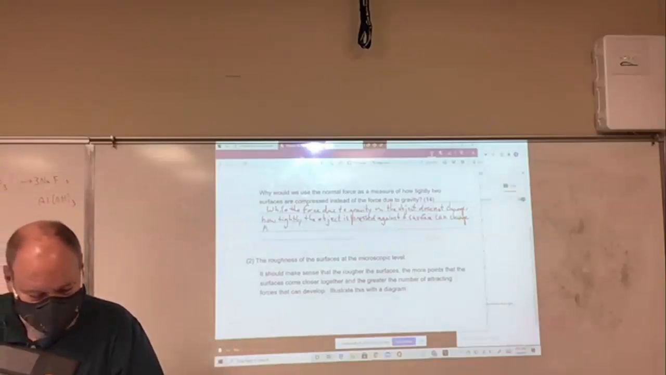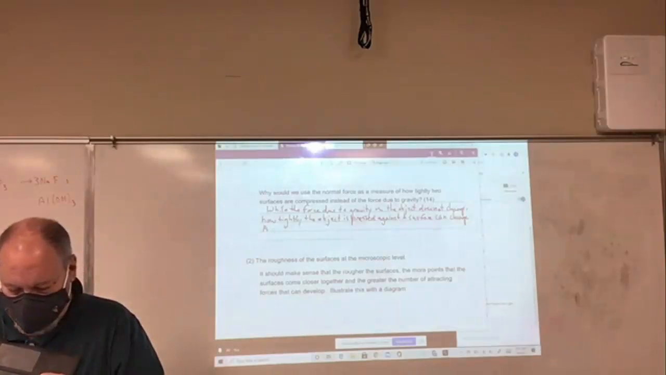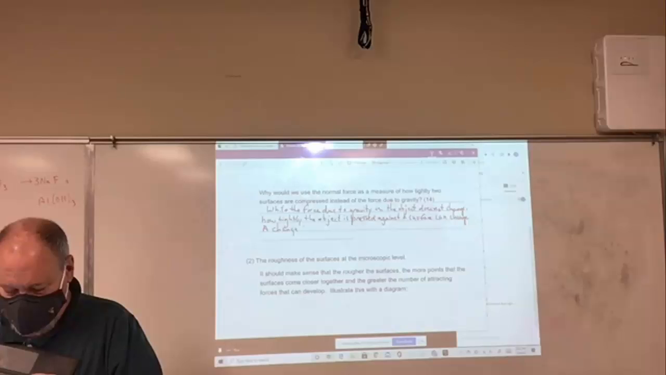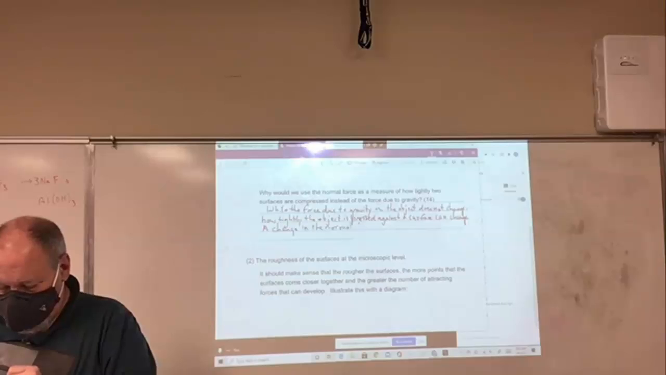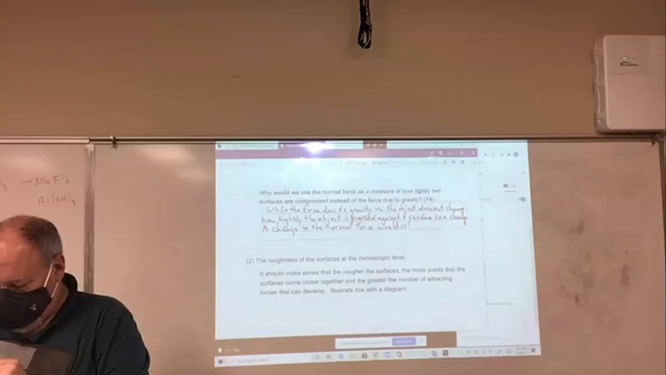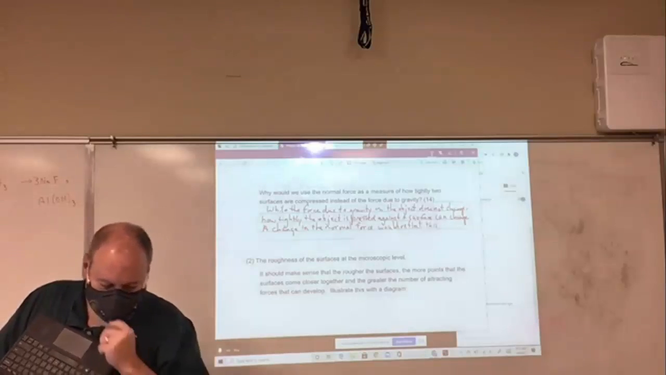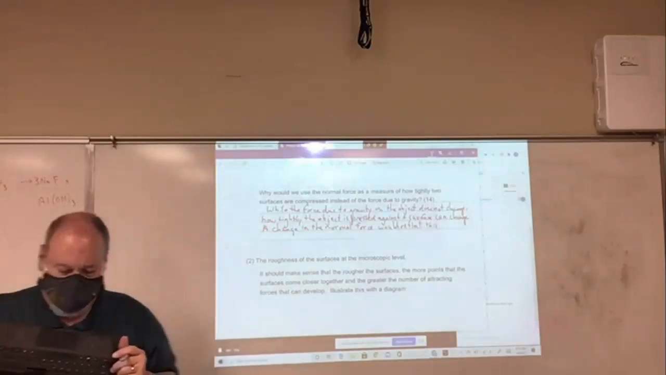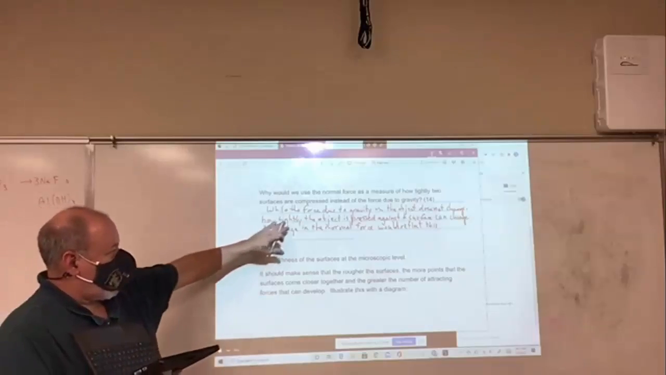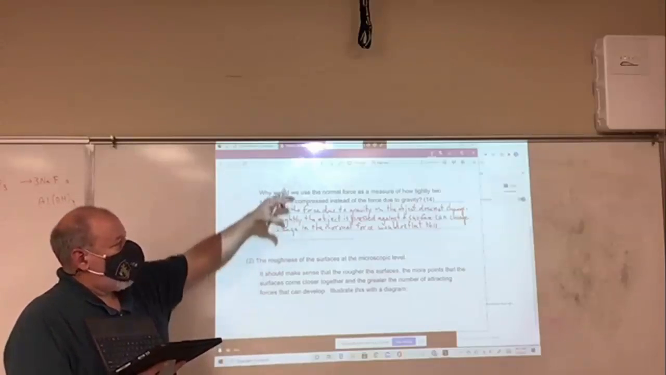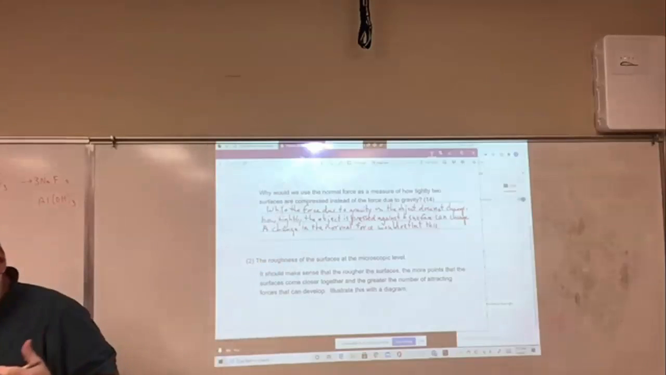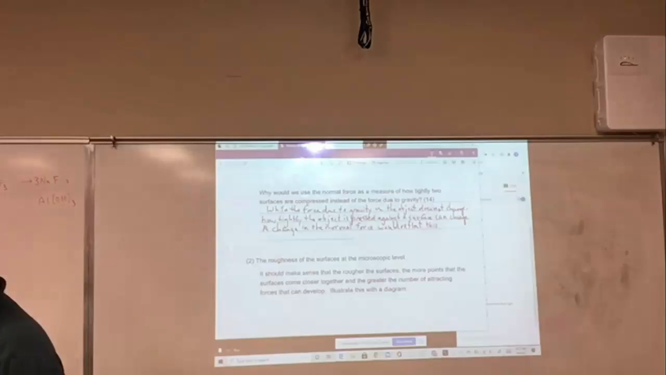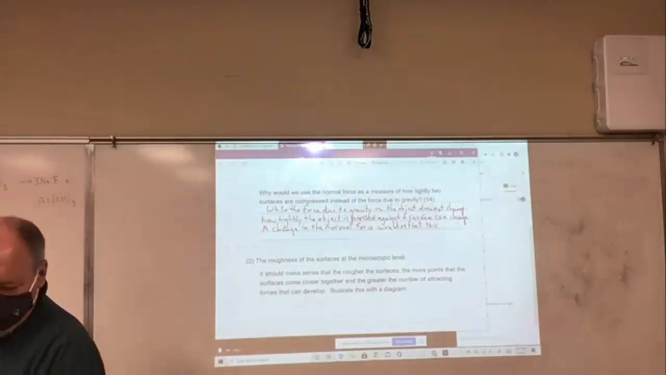A change in the normal force would reflect this. Okay? A change in the normal force would reflect this, whereas the force due to gravity wouldn't, right? The force due to gravity doesn't change. I need a force that's going to be able to change with however tightly those surfaces are compressed, and that's what the normal force does.